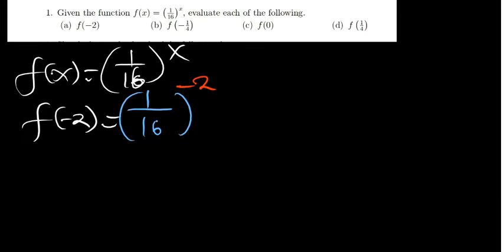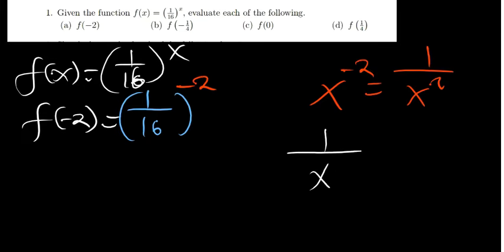Now what we have to understand here is that any number, let's say we have x raised to the power negative 2, this is the same as 1 over x to the power 2. Now, if you have maybe 1 over x to the power 3, this is the same as x to the power negative 3. So if I want to remove the 1 on top, I need to put a negative. If I want to remove the negative, I have to put 1 on top.